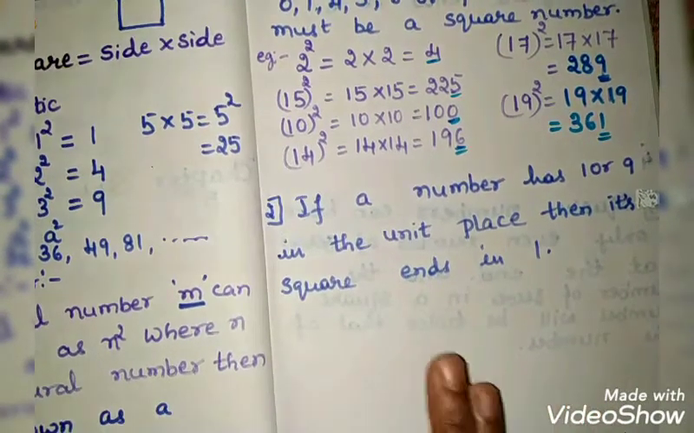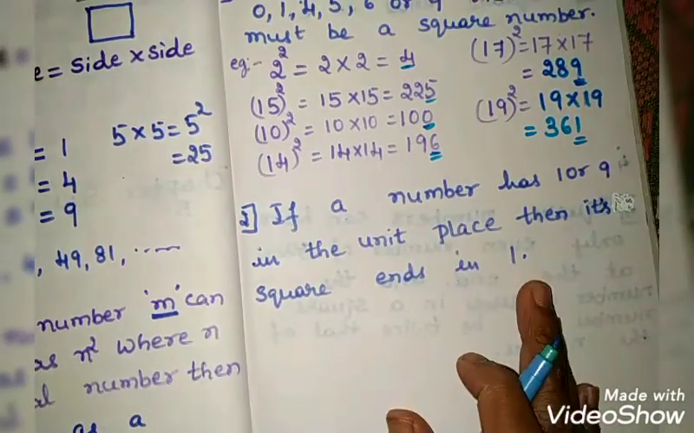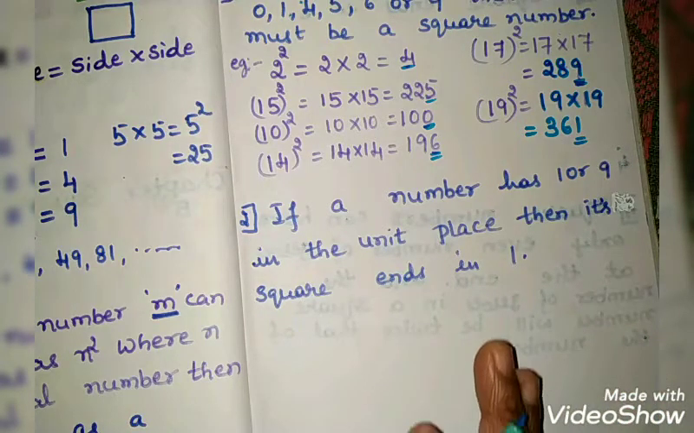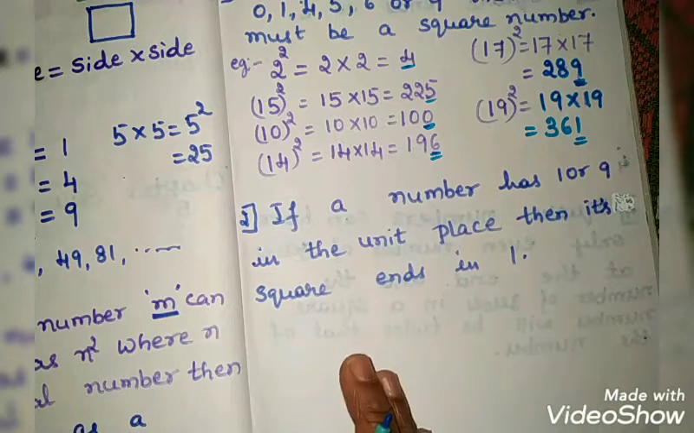Now let us move on to second property. If a number has 1 or 9 in the unit place, then its square ends in 1.